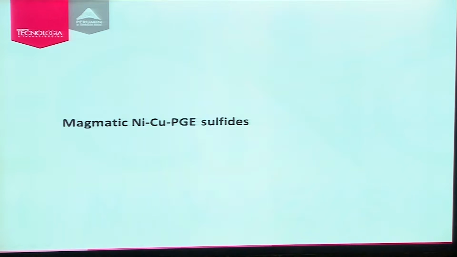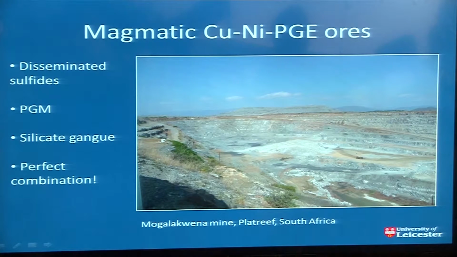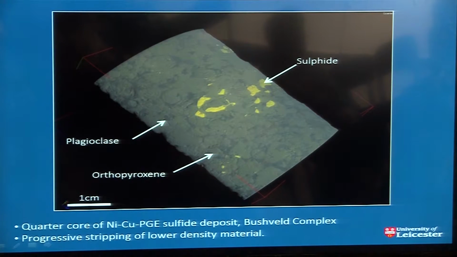Different deposit type. Magmatic nickel, copper, PGE sulfides tend to have disseminated sulfides, sometimes massive, nice high-density platinum minerals, silicate gangue, sometimes some oxides, nice combination, okay? So this is a sample from the Platreef in South Africa. This is essentially a rock made up of interstitial plagioclase, rounded cumulus orthopyroxene, and interstitial sulfide.